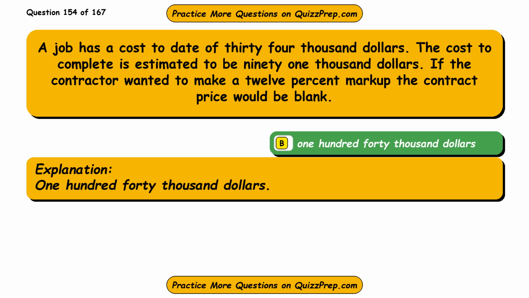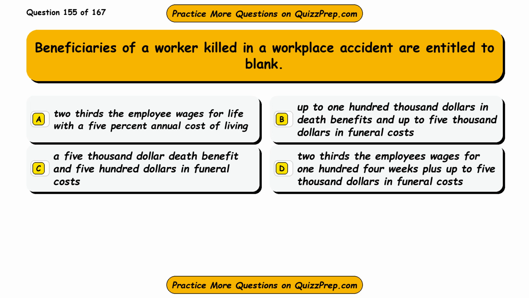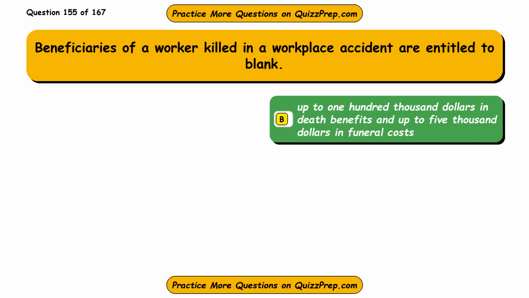$140,000. Question 155. Beneficiaries of a worker killed in a workplace accident are entitled to blank. Option A, 2/3 the employee wages for life with a 5% annual cost of living. Option B, up to $100,000 in death benefits and up to $5,000 in funeral costs. Option C, a $5,000 death benefit and $500 in funeral costs. Option D, 2/3 the employee's wages for 104 weeks plus up to $5,000 in funeral costs. The correct answer is option B, up to $100,000 in death benefits and up to $5,000 in funeral costs.